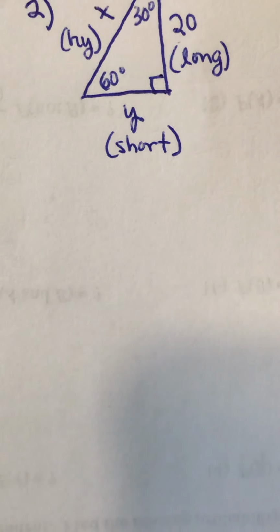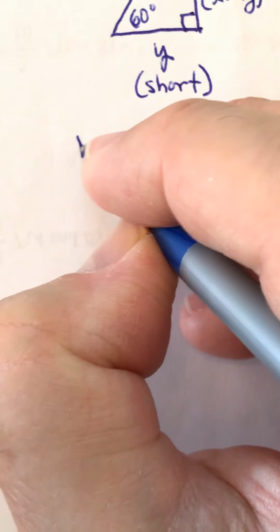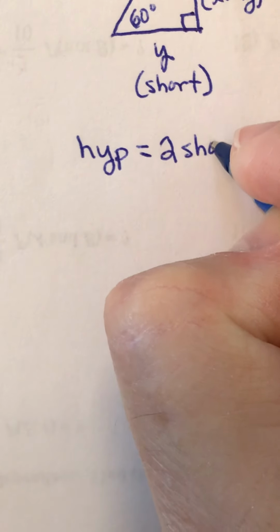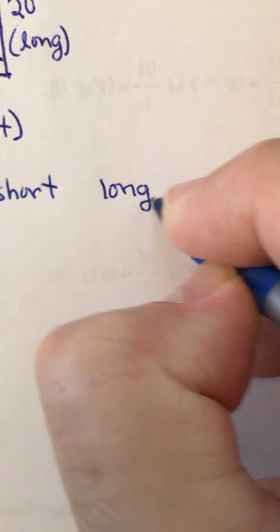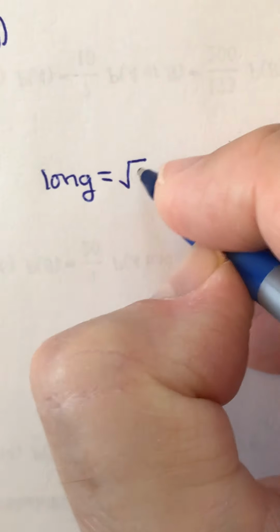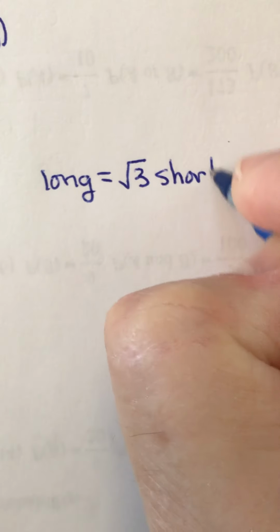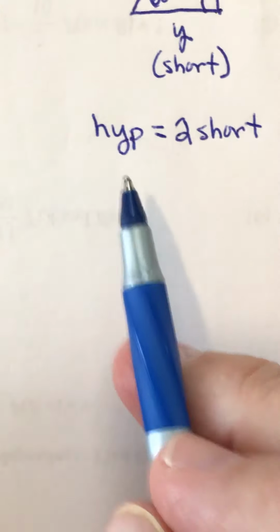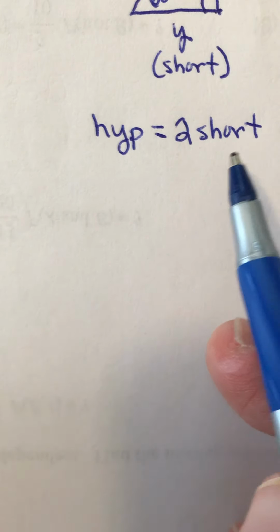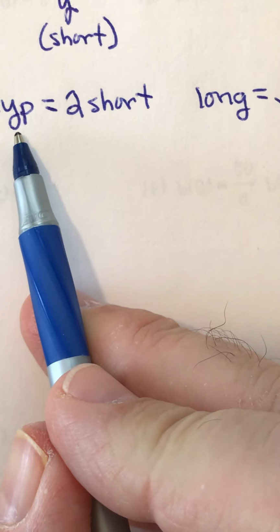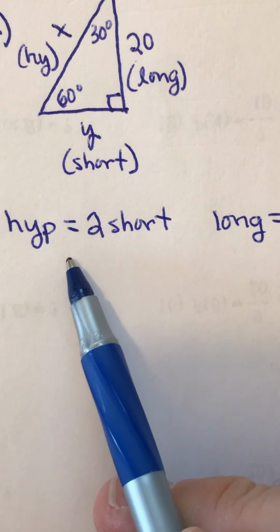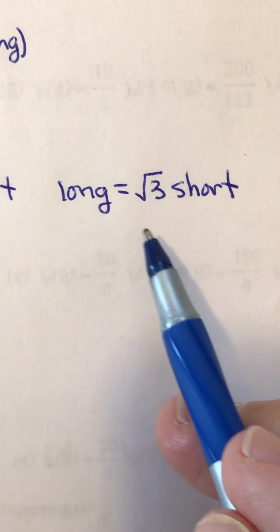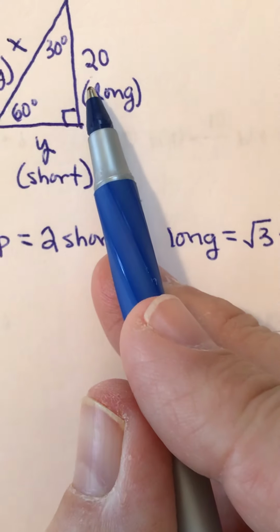Now, write down everything that you know. I know that the hypotenuse is equal to 2 times the short leg. And I know that the long leg is equal to the square root of 3 times the short leg. And in these equations, one of these you should know, either the hypotenuse or the short side. If you don't, then you have to solve this one first. Here, I don't have the hypotenuse, and I don't have the short side, so I can't solve this one yet. But I can solve this one because I do know the long side is 20.